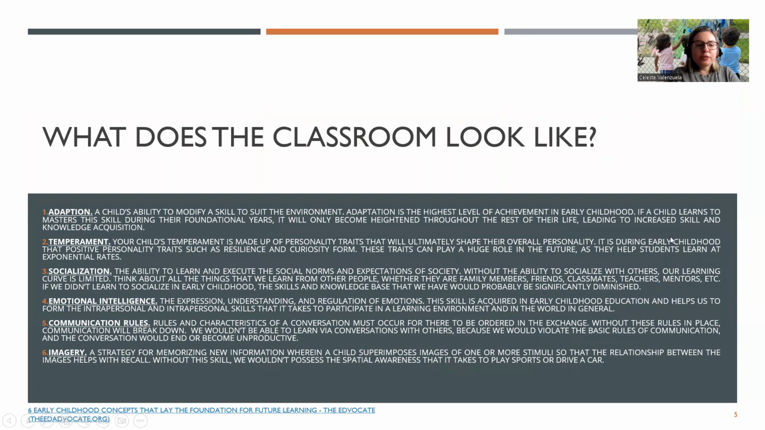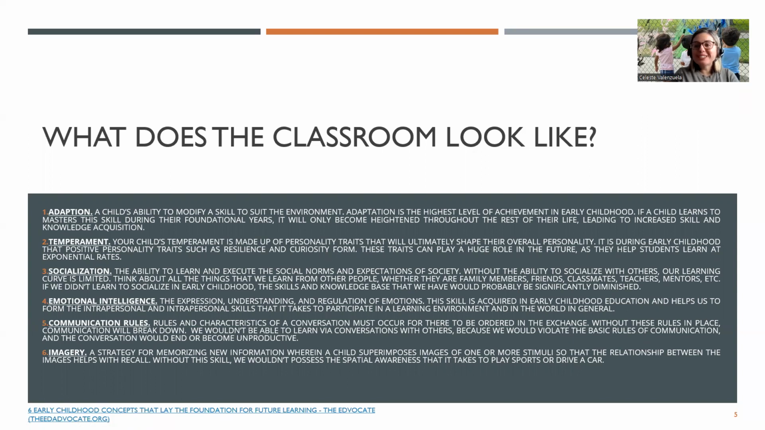So what does that look like for the classroom? Well, of course, children need to have the ability to modify a skill to suit the environment. So we have to really make sure that the environment is modified to their needs, as I keep saying. The temperament needs to be really balanced. Your child's temperament is made up of personality traits that will ultimately shape their overall personality.